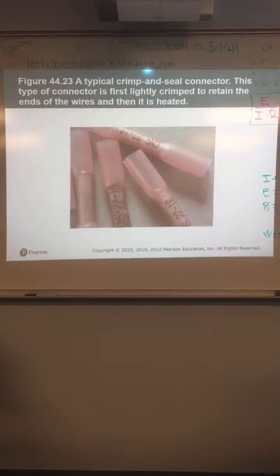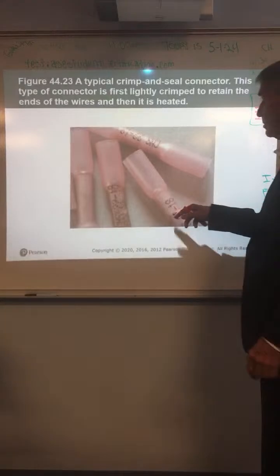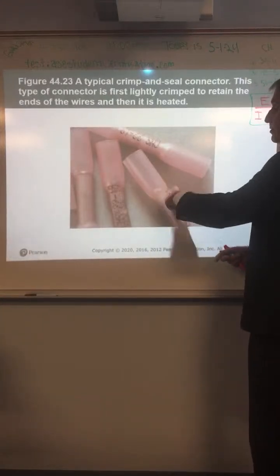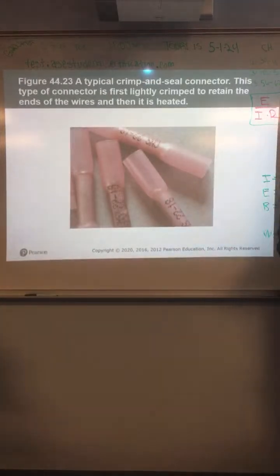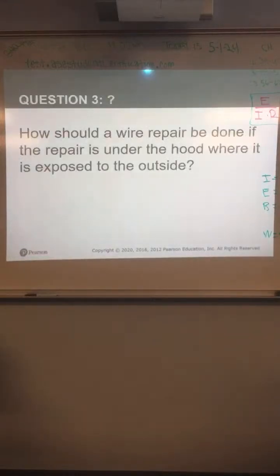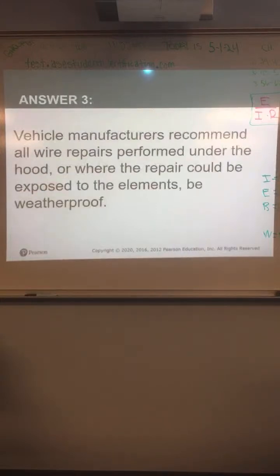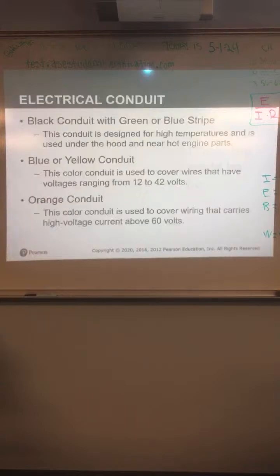Everybody see these crimp and seal connectors, or have you not? These are ones where you can put the wire in each end, crimp it, and then you just heat this and it melts around the wire and it's got glue in it, and that way the wires won't pull apart. Makes a pretty nice connection. If a wire repair is to be done under the hood where it's exposed to the outside, it needs to be weatherproof, okay? Which means don't tape it. Tape doesn't work. Tape falls off. It doesn't form a good protective seal.